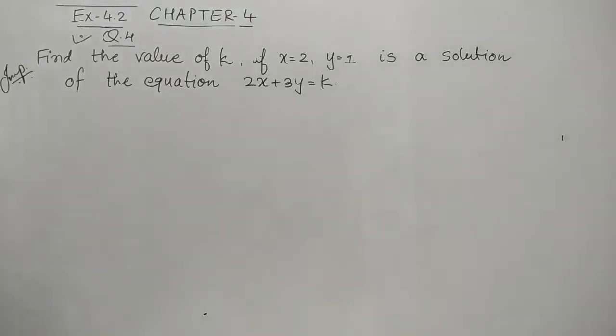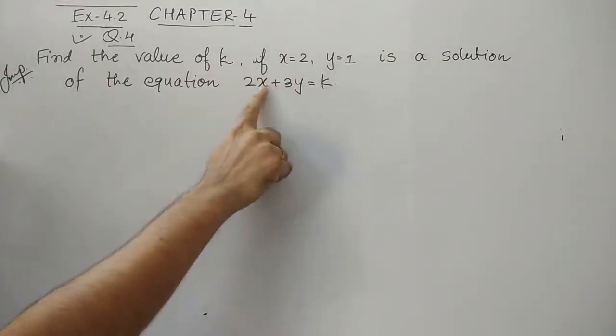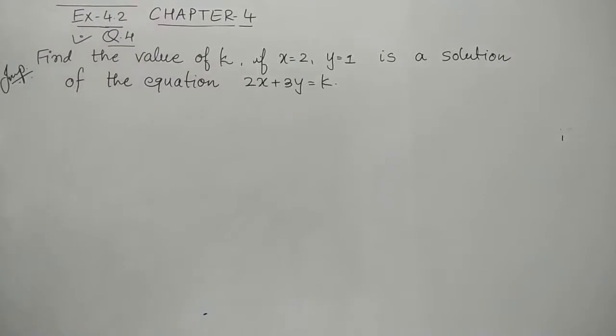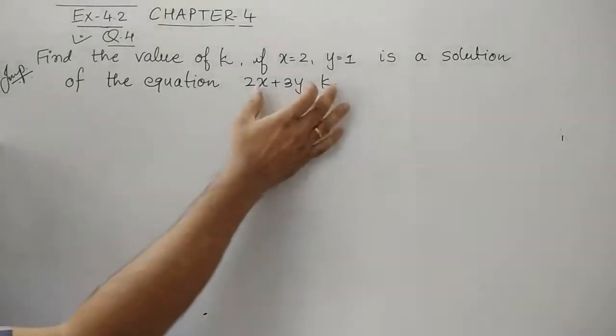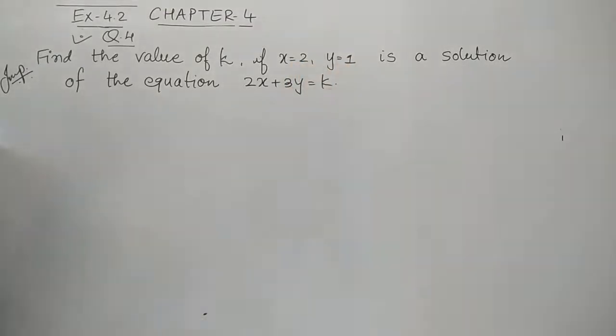Let's come to the last question of this exercise. It is said that we have to find out the value of k if x is 2 and y is 1 is the solution of this equation. Again students, it is an important question. Sometimes can be 1 mark or 2 mark. Again understand the question. हमें ये equations के solution दे दिए, तो we have to find out the value of k. So it is quite simple.